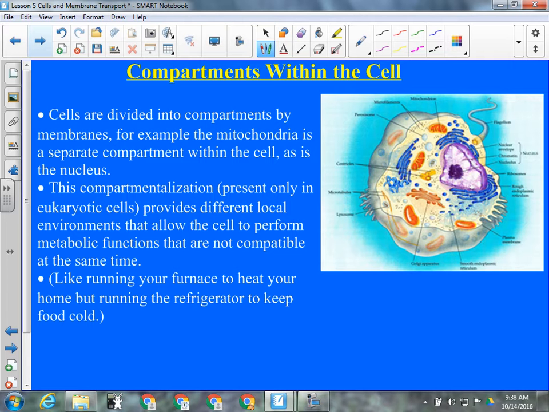This compartmentalization is only present in eukaryotic cells. The picture there is a eukaryotic cell. Plants and animals are eukaryotes. The organisms you looked at under the microscope the other day, the amoeba, the paramecium, the euglena, those are all eukaryotes because their cells all have organelles. A bacteria is a prokaryote. It doesn't have a nucleus. It doesn't have organelles. All the processes just take place all in the same place.